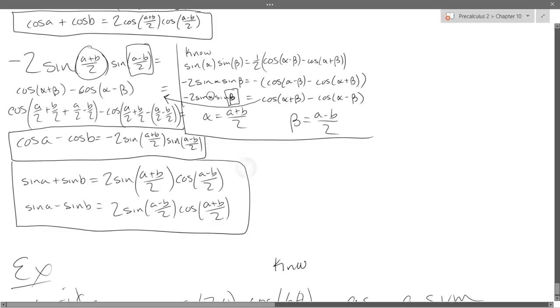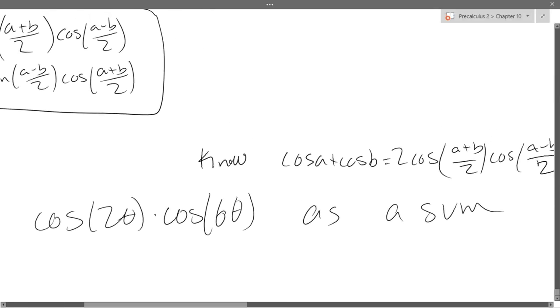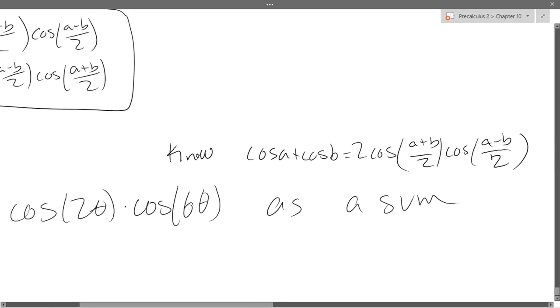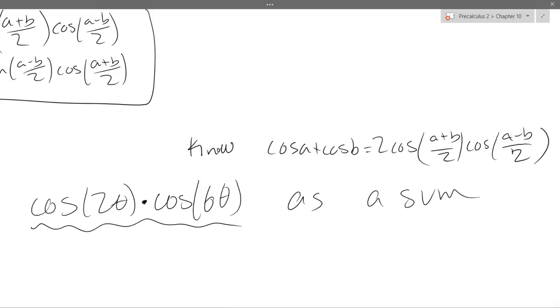So what we know is cos A plus cos B equals 2 cos of A plus B over 2 times cos of A minus B over 2. So we'll write this as a sum. What we're beginning with, I'll underline with a squiggly. What side of our identity is this closer to? I'll give you a hint. There's multiplication in between. That narrows it down really quickly. Left or right? Right side, because it's a product.